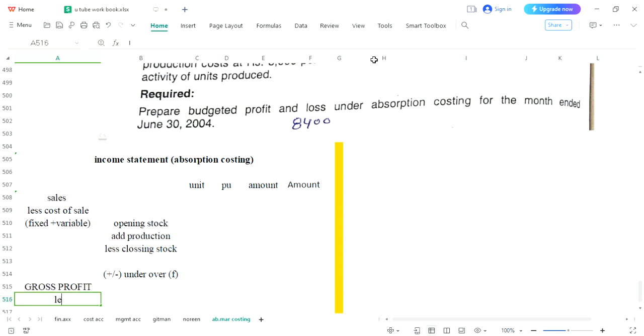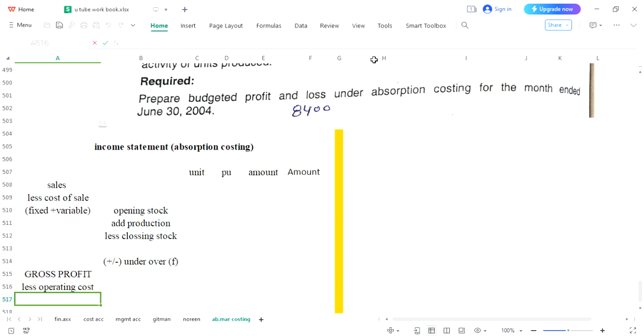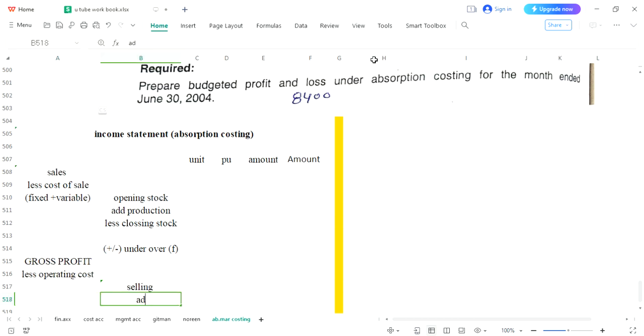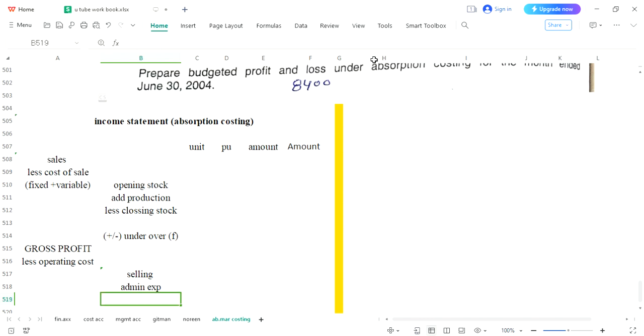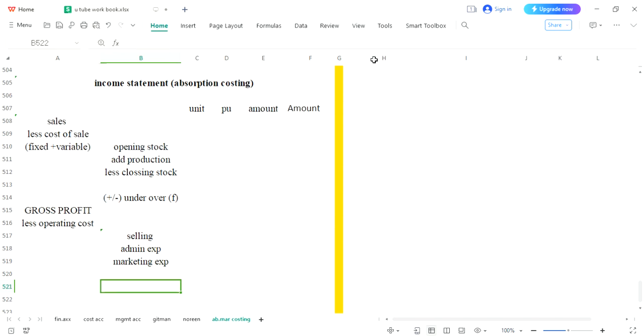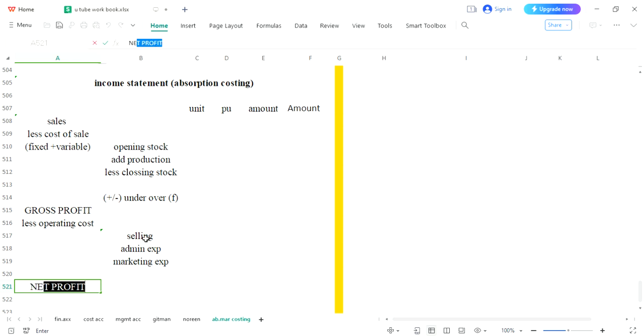After which you will subtract operating cost. This operating cost includes selling, admin expenses, and then marketing expenses as well. Collectively, when operating costs are subtracted from gross profit, we get our net profit. So this way our statement would be completed.